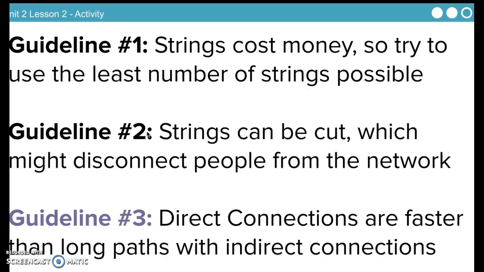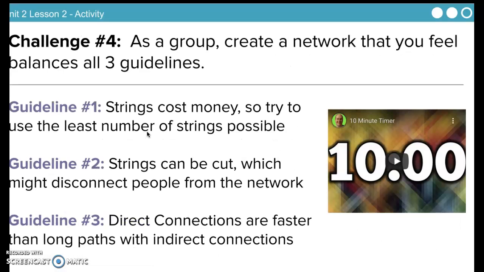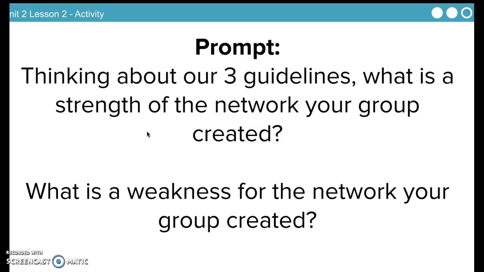And then, direct connections are faster than long paths with indirect connections. As a group, create a network that you feel balances all 3 of these guidelines. You'll have 10 minutes for that. Thinking about the 3 guidelines, what is the strength of the network your group created? What is a weakness for the network your group created?